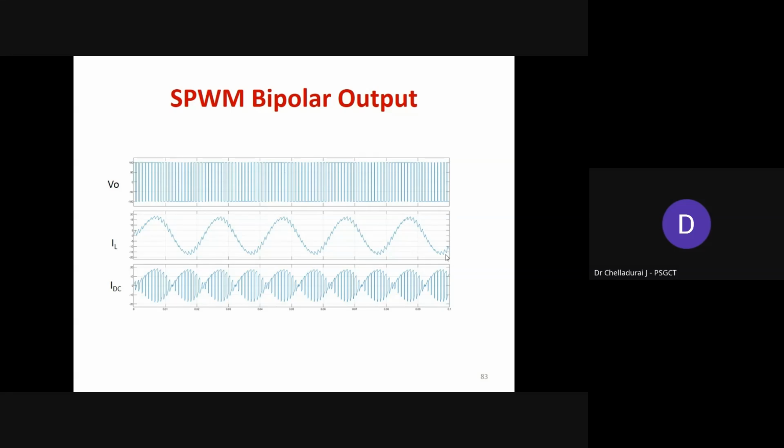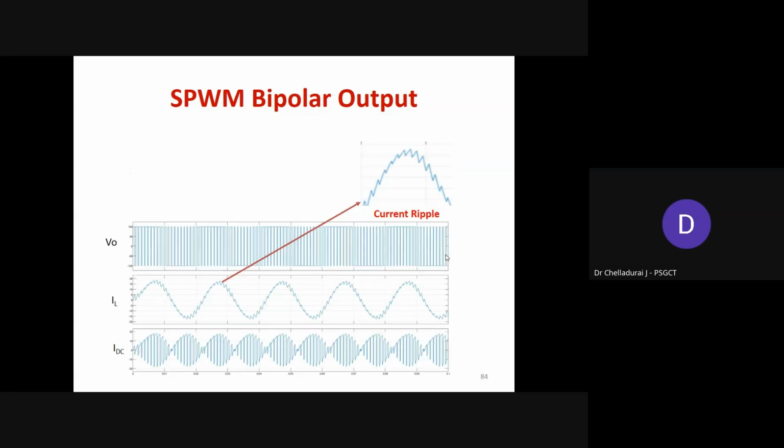Next, the same load and source is used to convert DC into AC with the help of a bipolar output. Using bipolar output, the current ripple is low. Another very important observation is that with bipolar output, the output voltage variation is from minus to plus, during the positive half cycle and negative half cycle. So here the output voltage is AC, that is pulsed AC. If we eliminate the unwanted frequency components in this output voltage, we can get pure AC.